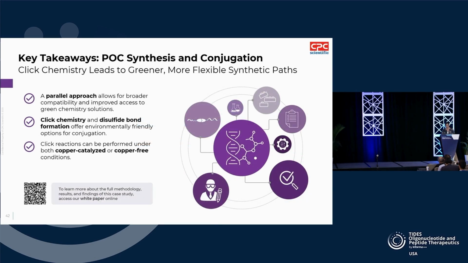So here are some of the key takeaways for the POC. Using this parallel approach to POC manufacture has the advantage of not requiring any compatibility of your solid phase peptide synthesis and your oligo solid phase synthesis. You have the accommodation of longer peptide and oligo fragments, and the availability of diverse conjugation methods to really tailor it to your application. This leads to the ability to develop greener and more efficient paths for the synthesis of all of these components.